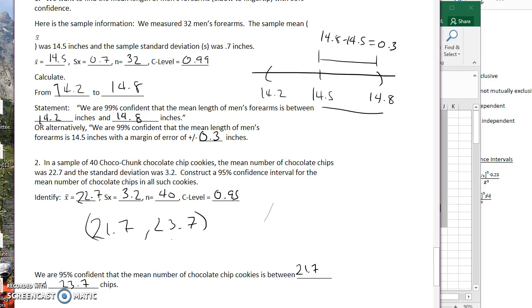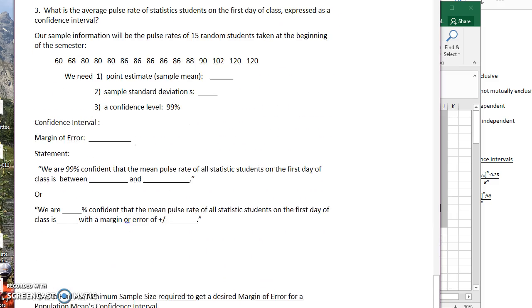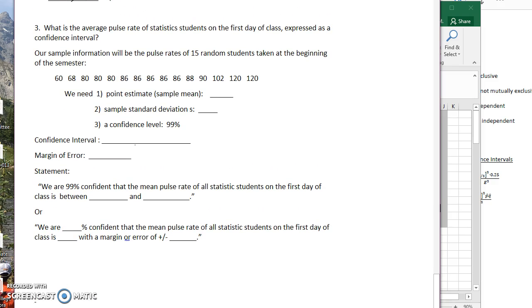All right, the last one we're going to do here, let me scroll down a little bit. It says, what is the average pulse rate for statistics students on the first day of class? Our sample information will be the pulse rates of 15 randomly selected students at the beginning of the semester, and here are those pulse rates: 60, 68, 80, 80, 80, 86, 86, 86, 86, 86, 88, 90, 90, 102, 120, and 120.